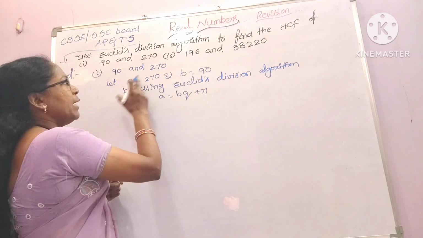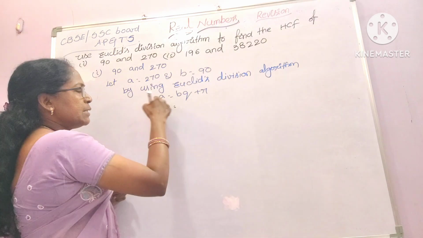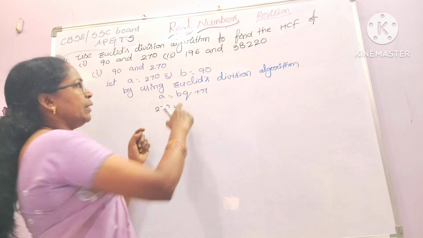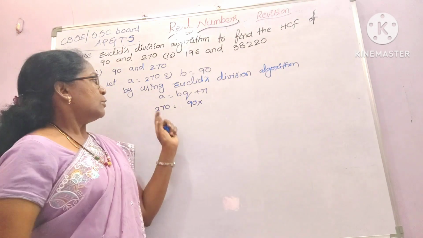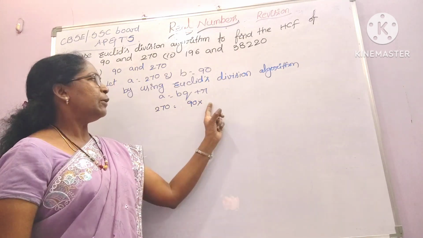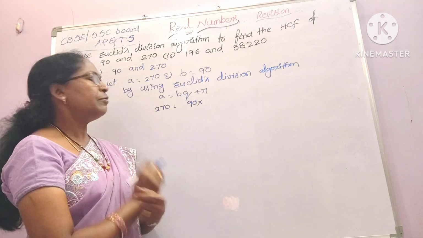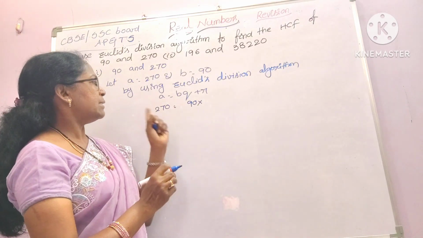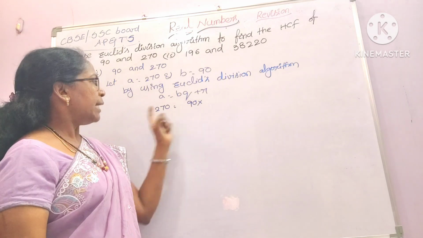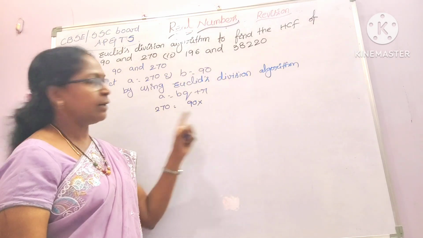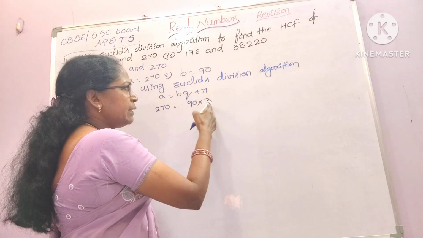Now here A we assumed as 270, the big number. So you have to substitute: in place of A, write 270, equal to B, which is 90, into Q plus R. In place of Q and R, you have to find which numbers you will get. That means you have to check how many times 90 is divisible in 270. 9 threes are 27, so with the 0, directly you can write 3.